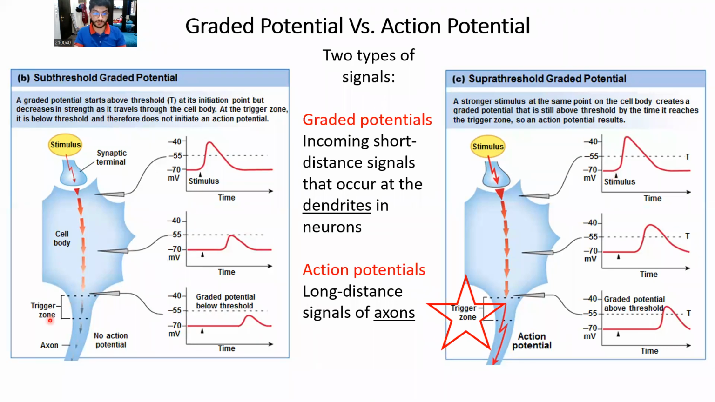Where is the action potential? The action potential starts over here at the trigger zone. This is where the action potential starts, and it goes downwards down the axon. The axon is the long process of the neuron. It starts here and it goes down. There's no action potential over here. None. No action potentials in the cell body.